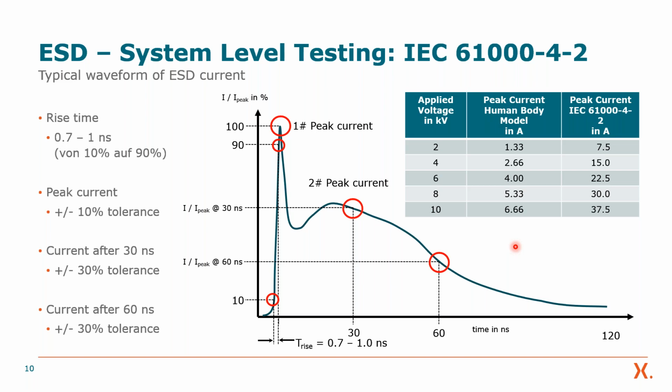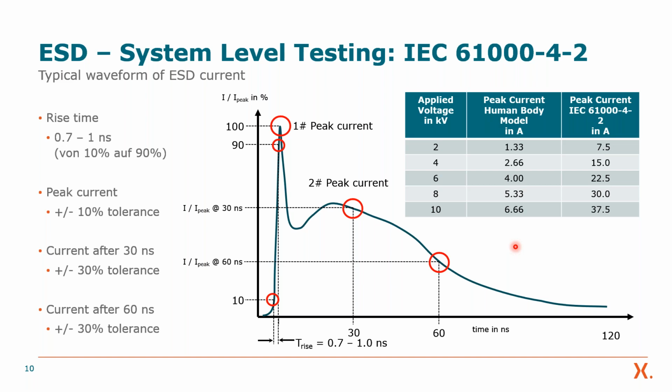One difference which is also important is that when you test a device model, you usually start with one value and then incrementally increase until the device fails. Then you have a safety margin, and then you can rate your IC to 2 kV human body model, or whatever is the result of your test.